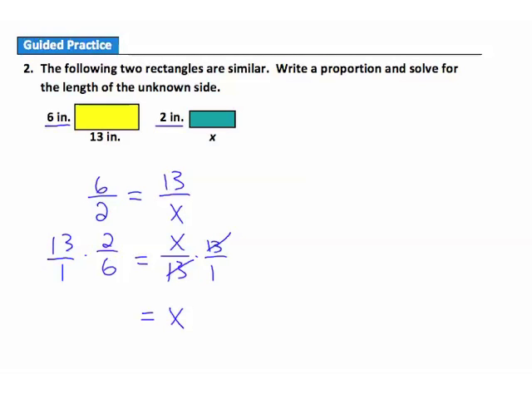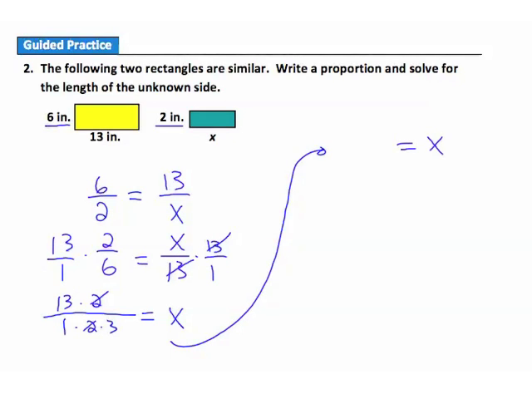And on the left side, let's go ahead and factor this out. 13 is prime, times 2 in the top. In the denominator, I have 1, and then 6 is 2 times 3. So it looks like we have a common factor of 2 that's going to divide out. Let's come over here to finish the problem. x on the right side. On the left side, I have 13 over 3.